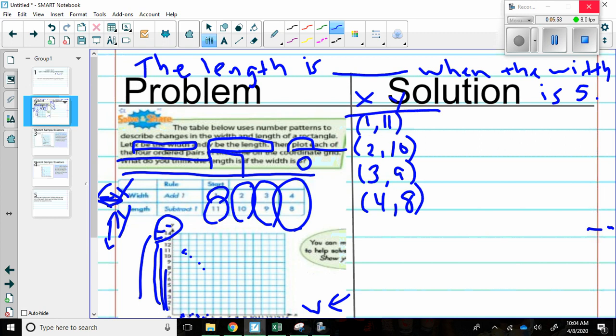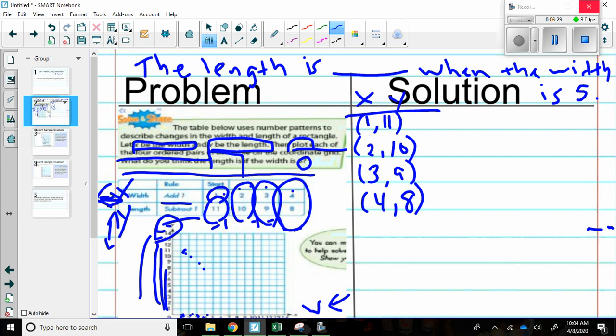So you'll notice a pattern on the graph. You'll see that it also tells you that for the rule for width is you add 1. So again, each square you add 1 movement over on the graph. So we went from 1 to 2 to 3 to 4. And then the length is when you subtract 1. So the pattern there is -1, -1, -1.